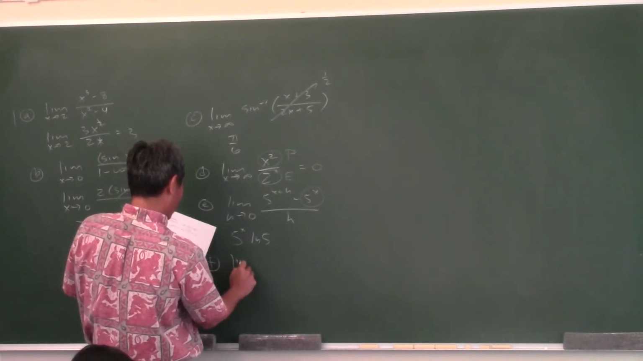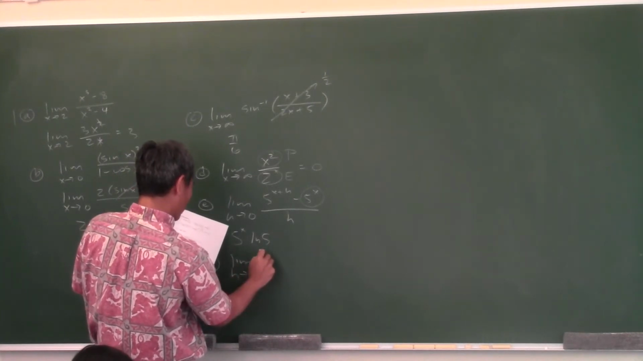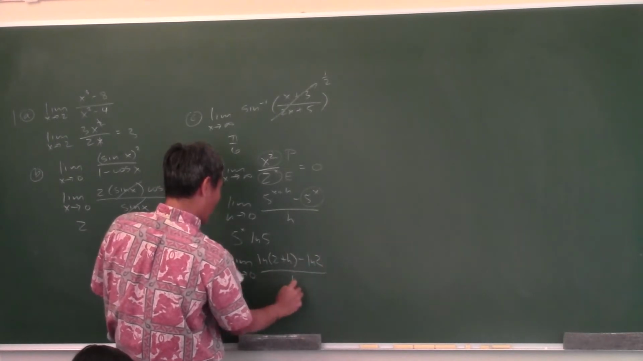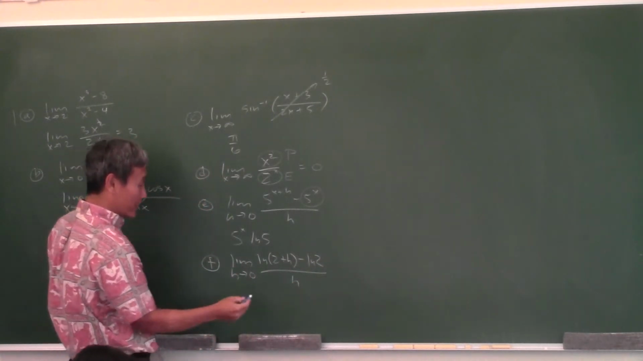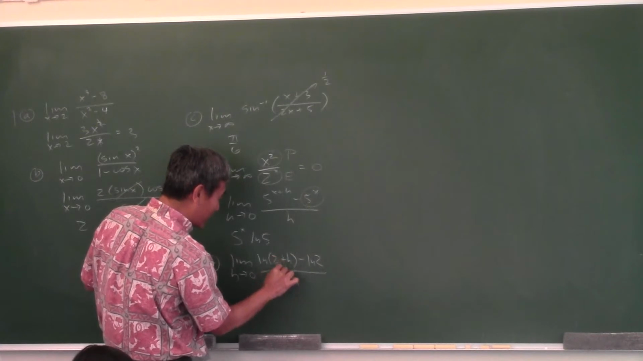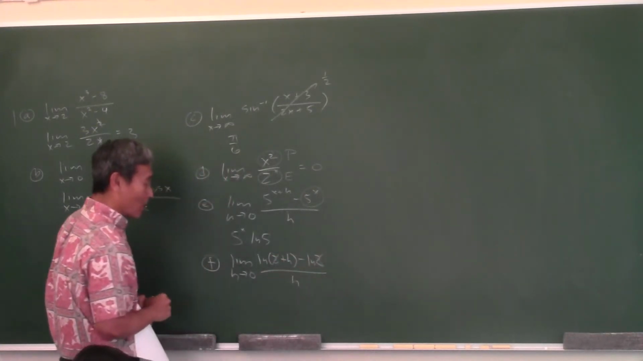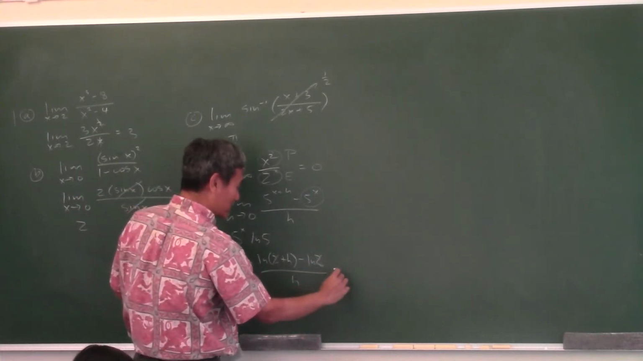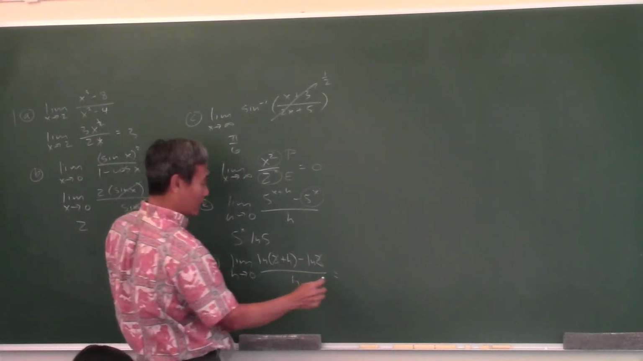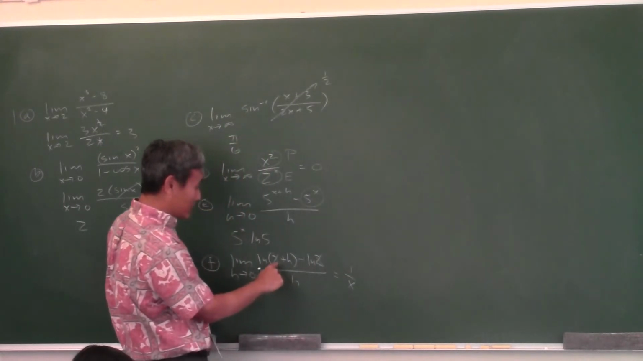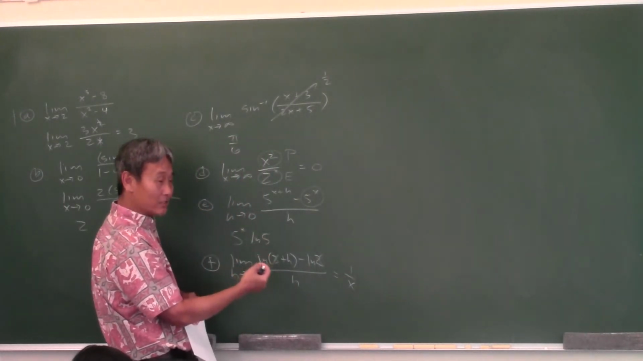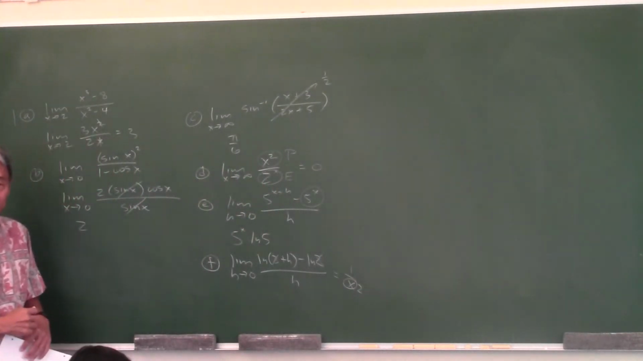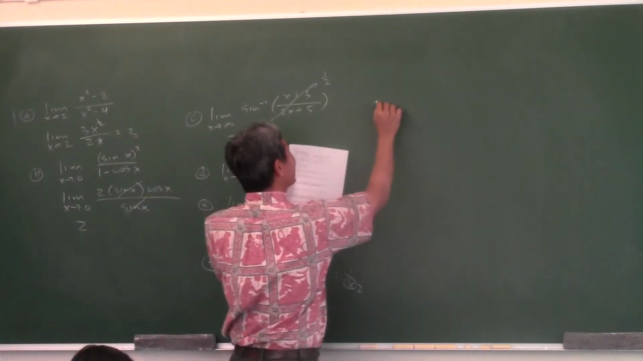Okay, F. Limit h approaches 0, natural log of 2 plus h minus natural log 2 all over h. This is the definition of the derivative. And again, like I told you yesterday, think of that as x. What function are you taking the derivative of? Natural log x. And what is the derivative of natural log x? 1 over x. But there's a 2 there. That means we're evaluating the derivative at x equal 2. So just plug in the 2 there, and the answer is 1/2. See how easy this is?